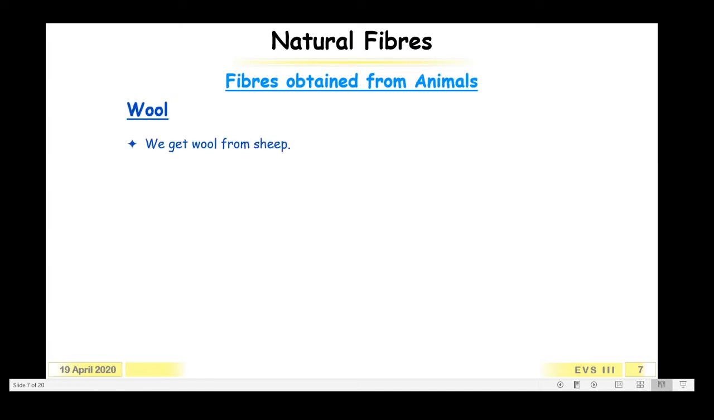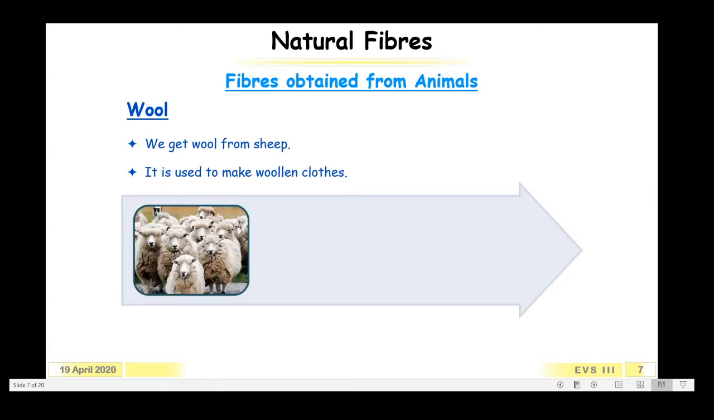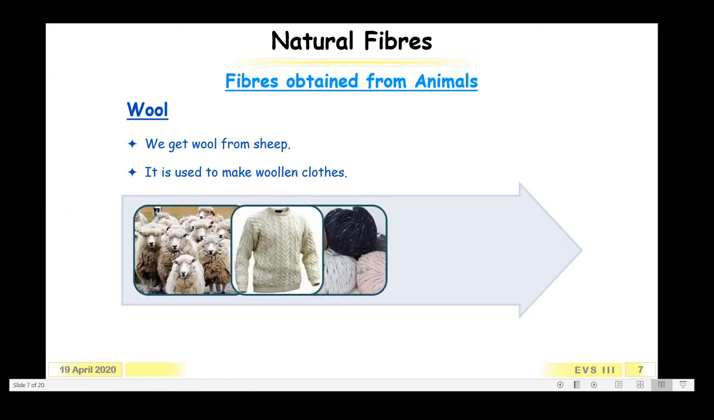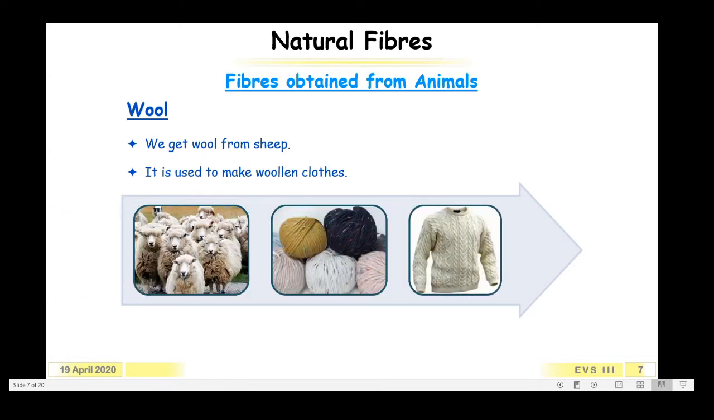Then in the next category we have wool. All of you know we get wool from sheep and it is used for making woolen clothes. So here is the sheep and the wool and the woolen clothes, right?